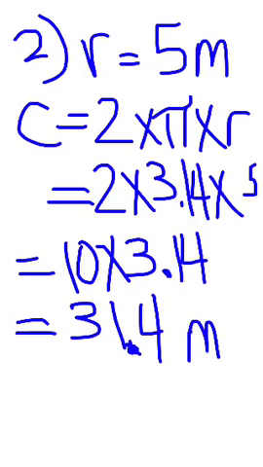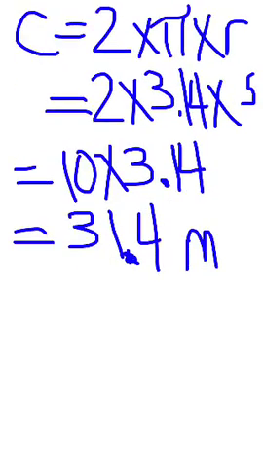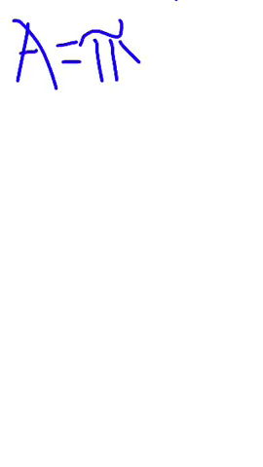Next, let's talk about how to find the area of a circle. There is only one formula that we will use to find the area of a circle, and that is A is equal to pi times your radius squared. So if you're not given the radius, maybe you were given the diameter, you would have to take half of the diameter to find the radius.